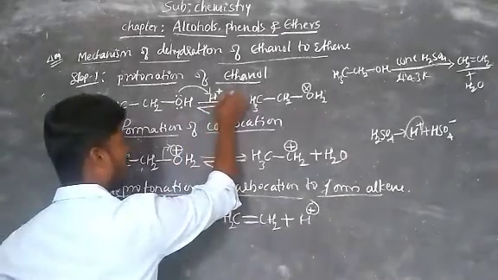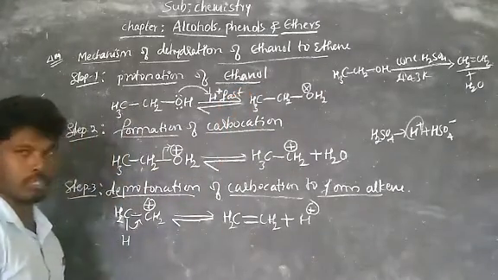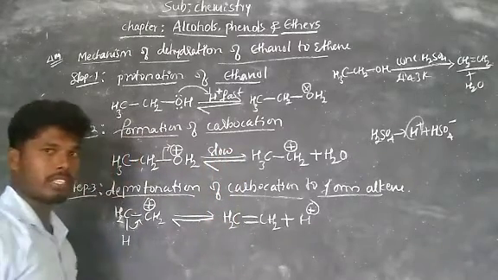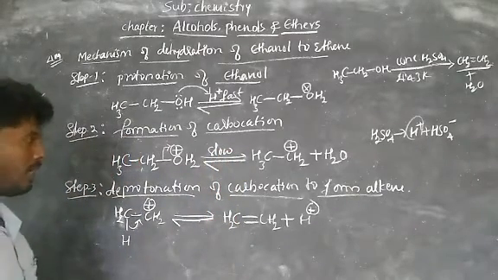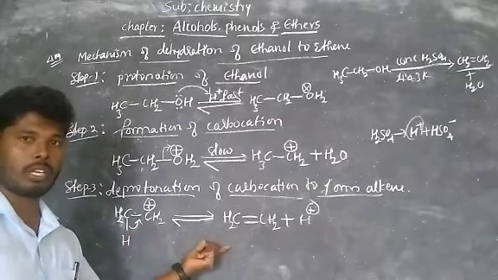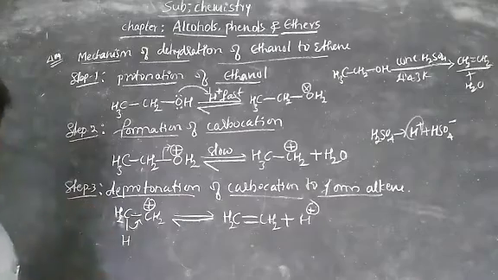Now the first step is a fast step. This is the rate determining step and the fast step. And the second step is a slow step. This is not the rate determining one. And this is the step that forms alkene. Okay. So this is the mechanism, very very important for formulas.